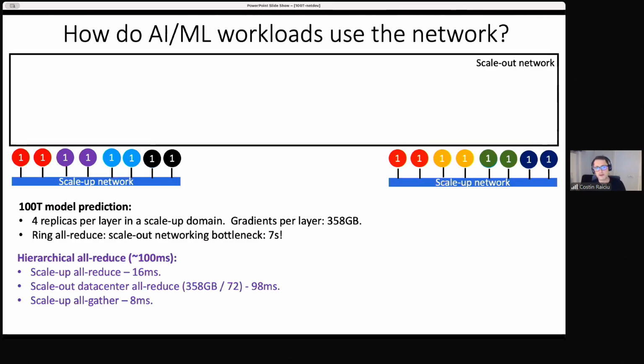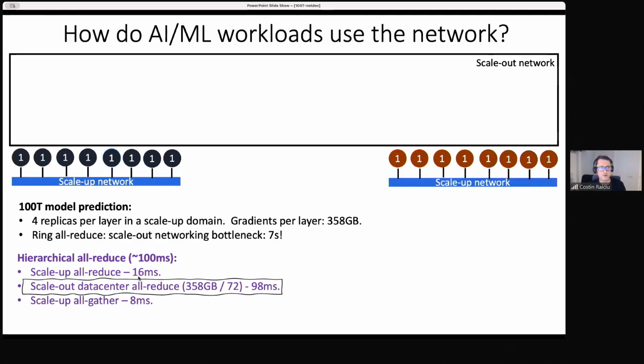What you end up doing is, again, using this scale-up network and its power. So the first thing you do is you basically reduce within a rack, so everybody gets the same data within their own rack. Let's assume for now that this is instantaneous. If you do the math, this takes like 16 milliseconds.